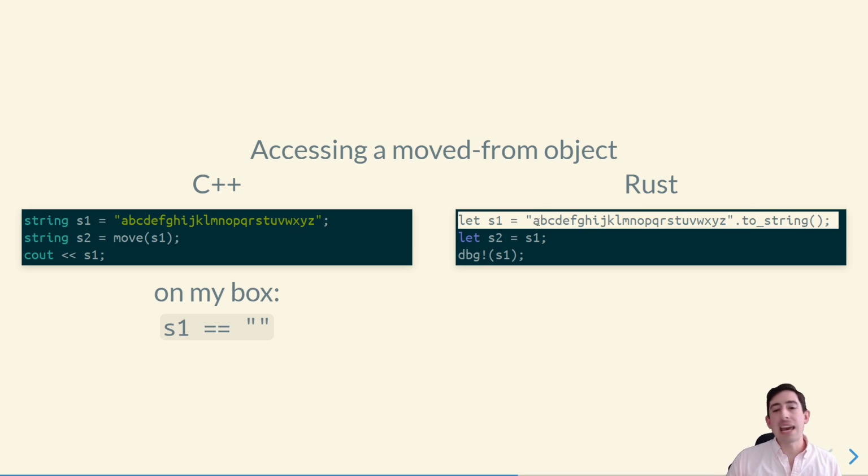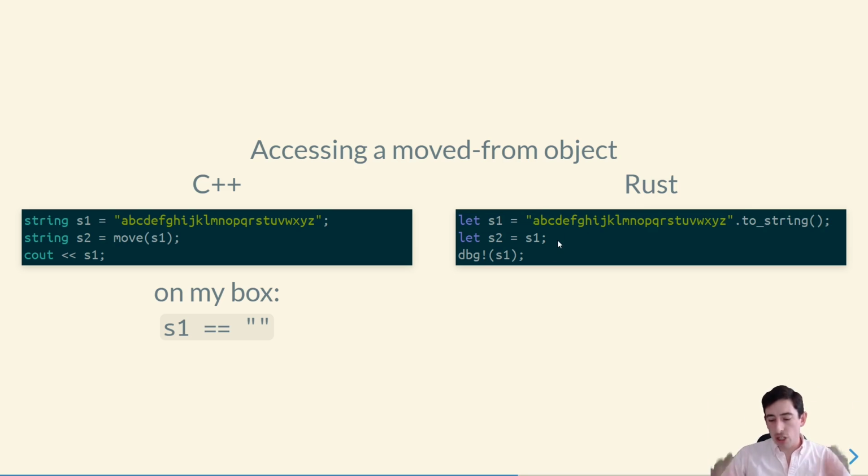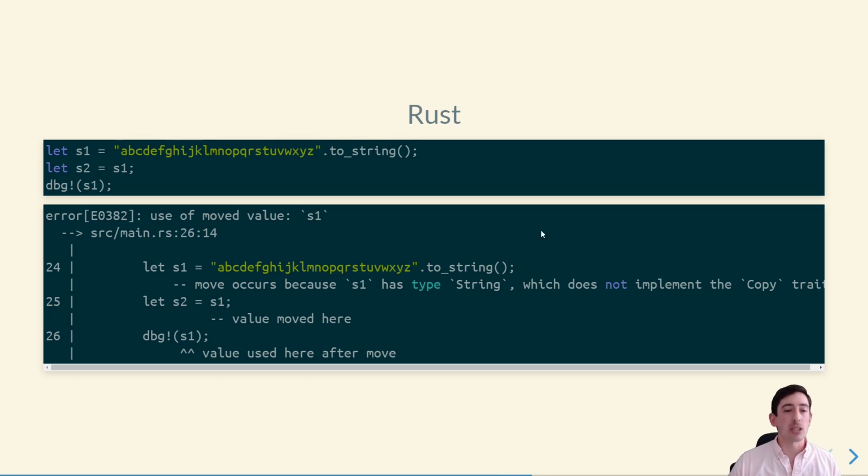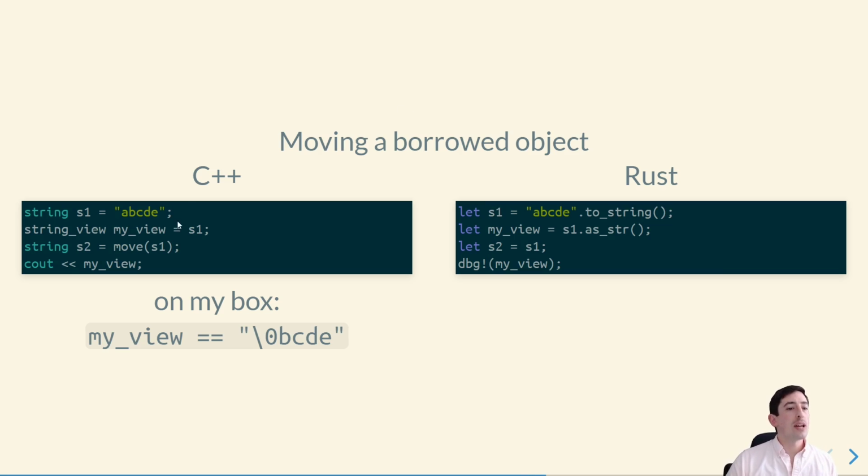In Rust, we can't use it. It is vanished into thin air. Trying to use it is a compiler error, right? Use of moved value. So let's keep exploring these compiler errors. Here, same idea, but more insidious. We have a reference into something that we want to move from, right? Here we've taken a string view into s1, and then we move it. Same thing in Rust. We take a string view, str, into s1, and then try to move it. This is not going to compile in Rust.